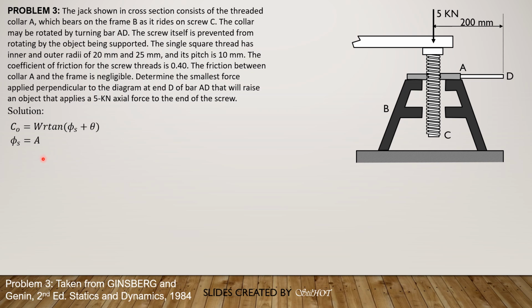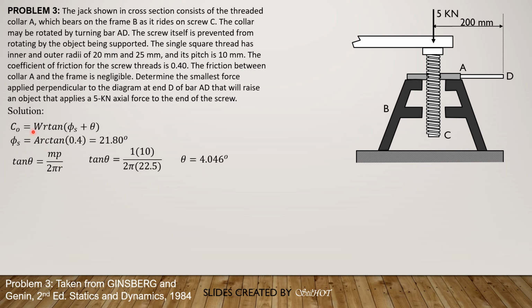So phi s is equal to arctan of 0.4, so it is 21.8 degrees. Tangent of lead angle is equal to m p over 2 pi r, where r is the average of 20 and 25, 22.5 mm, and m is 1 because we have a single threaded screw. So tangent theta is 1 times 10 over 2 pi times 22.5. So the lead angle is 4.046 degrees.